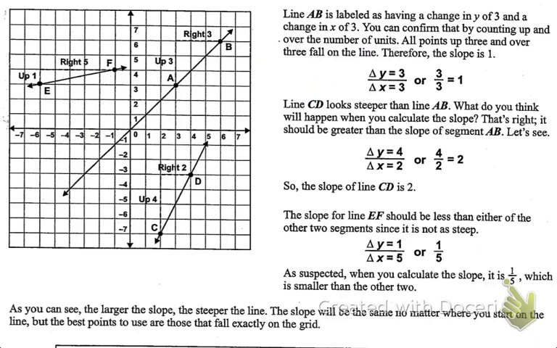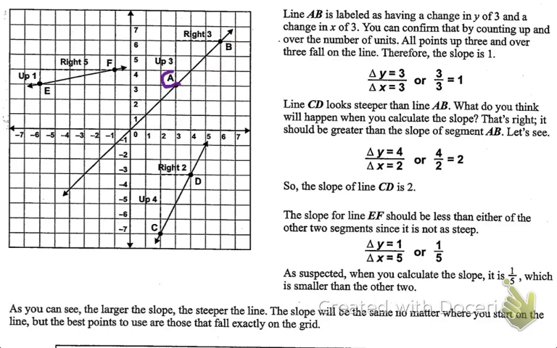Look at the lines on the following graph. What are their slopes? The vertical and horizontal distances for each are labeled, so you can use those distances to determine their slopes. Line AB is labeled as having a change in y of 3 and change in x of 3. You can confirm that by counting up and over the number of units.